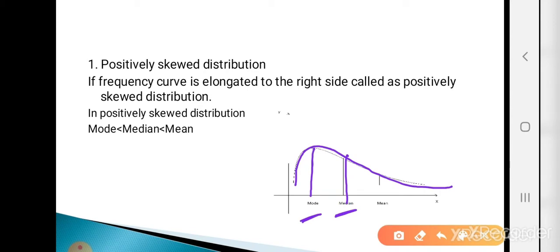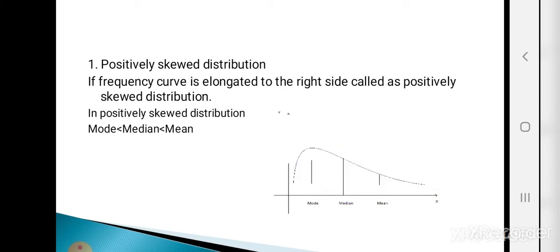Now mean. In positively skewed distribution, mean is situated to the right side, that is in the elongation part. So here is the mean. Mean is nothing but the sum of all observations divided by the total number of observations. So this one is the x-axis and this one is the y-axis. So here the mean value is greater than median, greater than mode. That means in positively skewed distribution, mean has the highest value, then median, then mode.